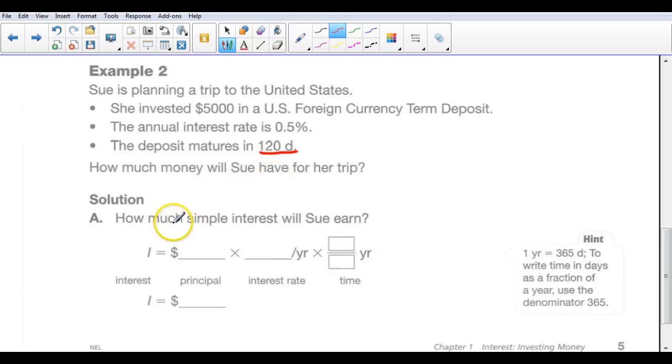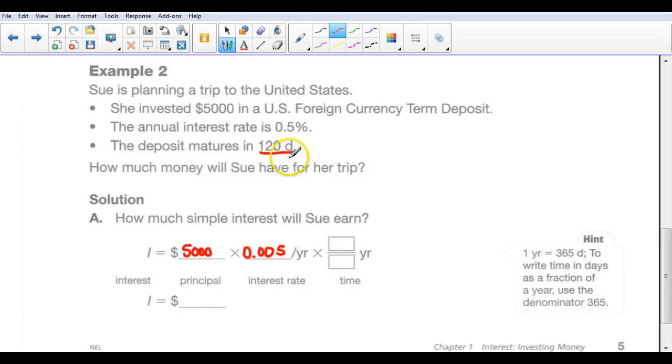Well, we'd use the simple interest formula. How much simple interest will Sue earn? Well, she's investing $5,000. Just plug that into the formula, principal, times the interest rate. The interest rate is 0.5%, so that's 0.005. And if you're not sure how I got that, just take 0.5 and divide it by 100 on your calculator, and you're going to get an answer of 0.005.